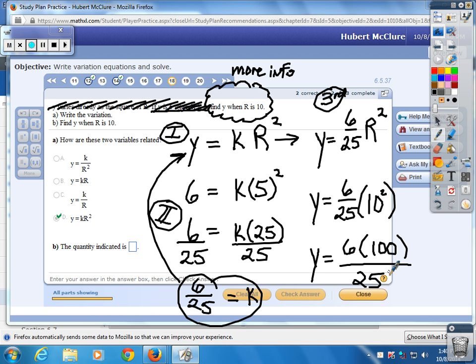But there's even another quicker way. What's the other quick way? 100 divided by 25 is 4, times 6 is 24. Good job. How many times will 25 go into 100? And 6 times 4 is? And that's your answer. Y is equal to 24.